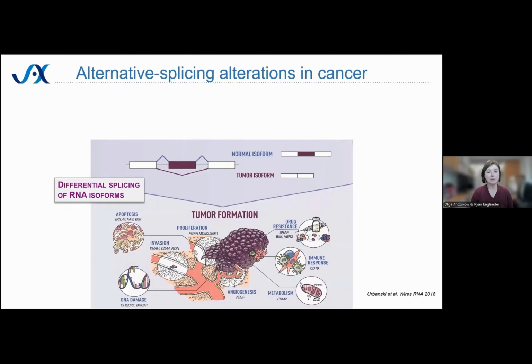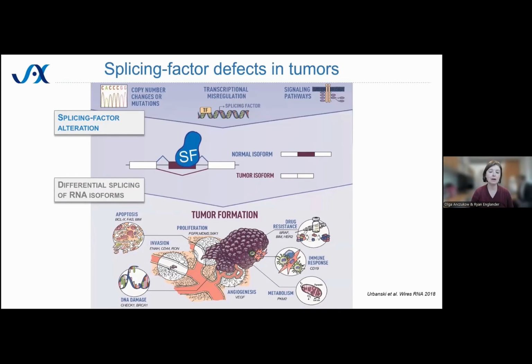These aberrant RNA isoforms are found in many cancer-related genes and impact cell proliferation, slow cell death, enable cell invasion, switch cell metabolism, or modulate immune responses. In the past 10 years, we've come to appreciate that these are often caused by upstream alterations in the splicing regulatory machinery, the splicing factors which regulate the outcome of the splicing reaction. Those can be mutated in tumors, they undergo alterations in copy number changes, transcriptional misregulation, for example, downstream of oncogenic transcription factors such as MYC, or changes in signaling pathways.